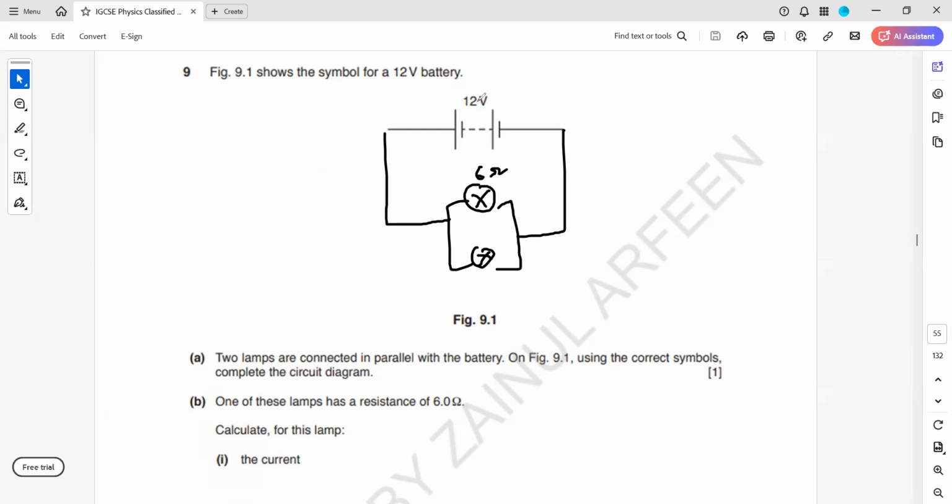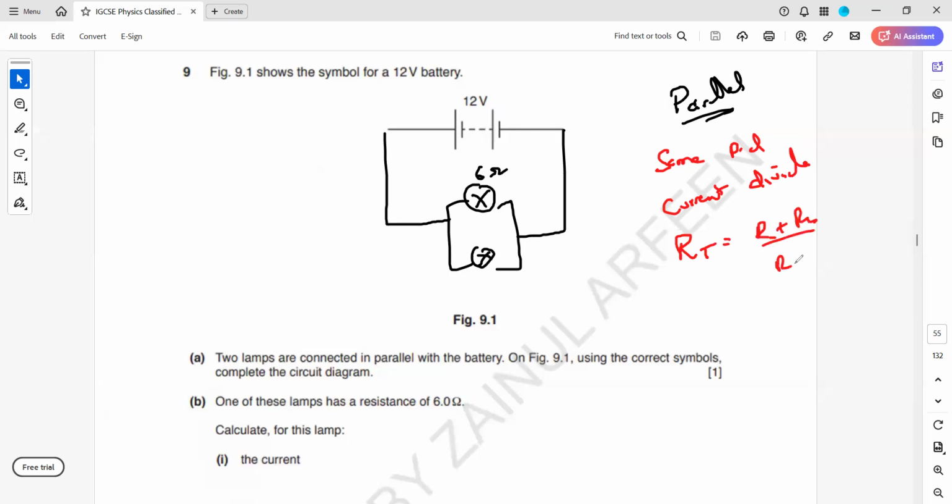Look, if it's a 12-volt supply, this is again a parallel circuit. When we have a parallel circuit, what are the characteristics of the parallel circuit? It will have the same potential difference. What will happen to the current? Current will not halve, it divides. It might divide evenly or unevenly depending on the resistance. If the two are identical, then it will divide evenly. And what about the resistance? If I need the total resistance, it will be the product divided by the sum.